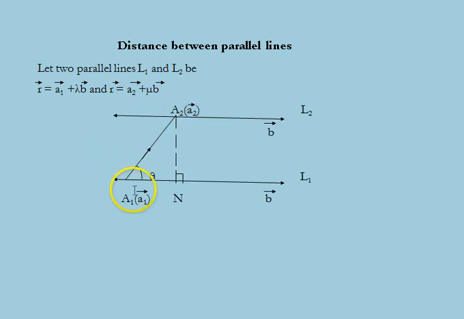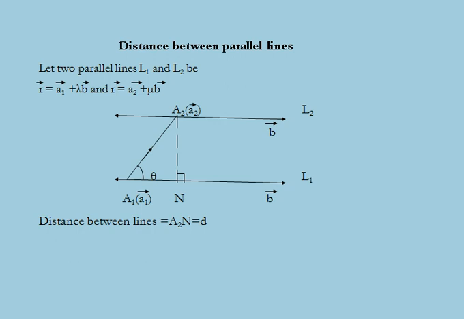In the given figure, let A1 and A2 be the points with position vectors a1 and a2 respectively, so that A1 lies on line L1 and A2 lies on line L2. Now let N be the foot of the perpendicular from A2 to L1. Then the distance between these lines would be equal to, let's say, d.